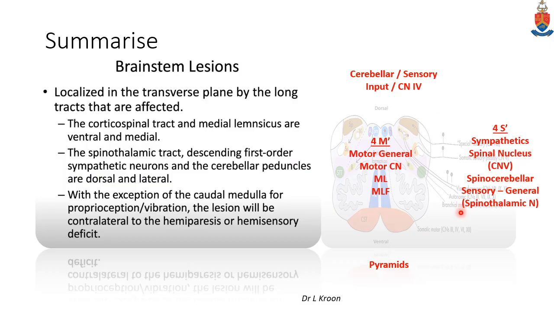And then we also have general sensation. Remember those spinothalamic tracts that I mentioned a little bit earlier on? Well, when they are involved, you lose your touch, pain, and temperature sensation. So an easy way to remember, as I said, would be to look at the 4 M's, which are medial, and the 4 S's, which are lateral. And you have to think dorsally, and you have to think ventrally.